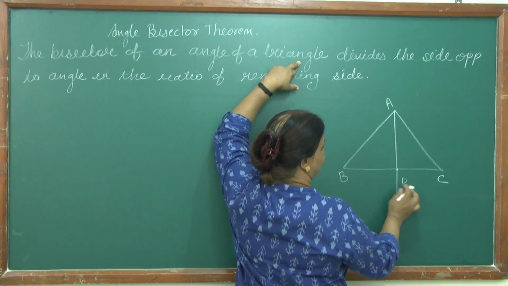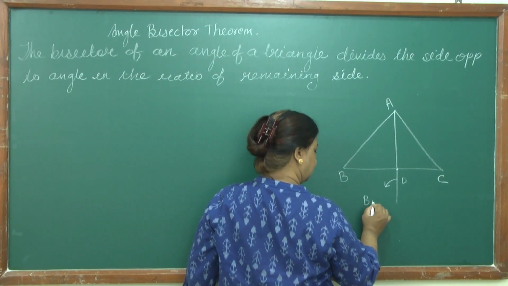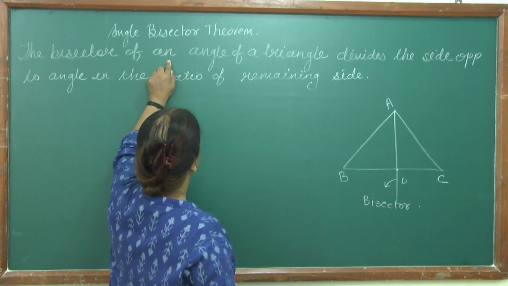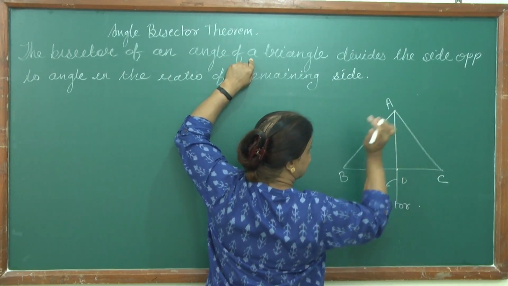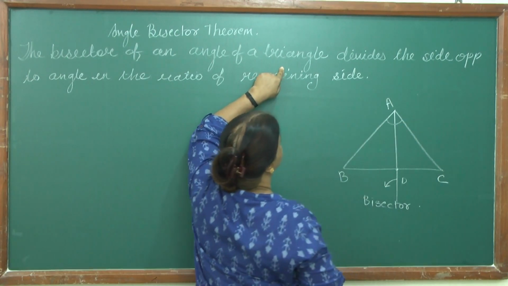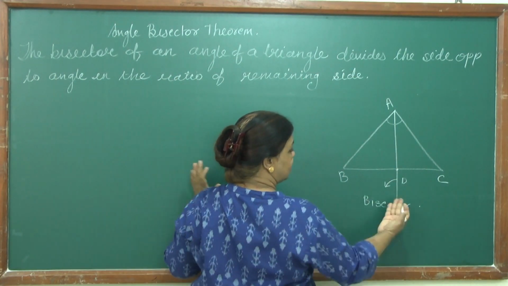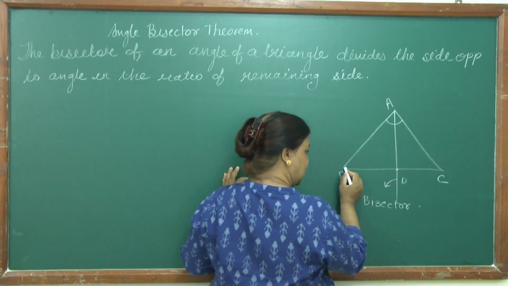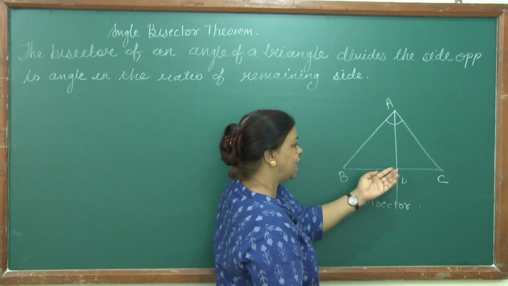Line BC at point T. So AD is a bisector. The bisector means this of an angle. Which angle? Angle A. Of what? Of the triangle. Okay. It divides the side opposite to the angle. Which side is opposite to this angle? This is angle A. And which side is opposite? Yes, BC is opposite to this angle. This is the angle here and opposite to this is side BC.